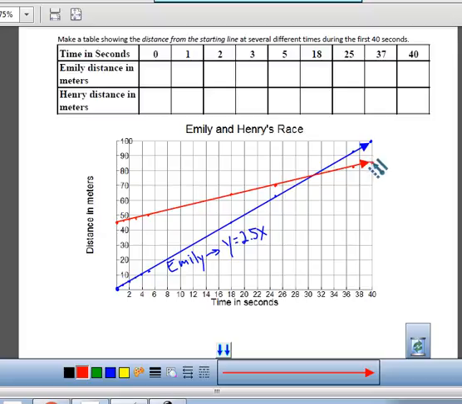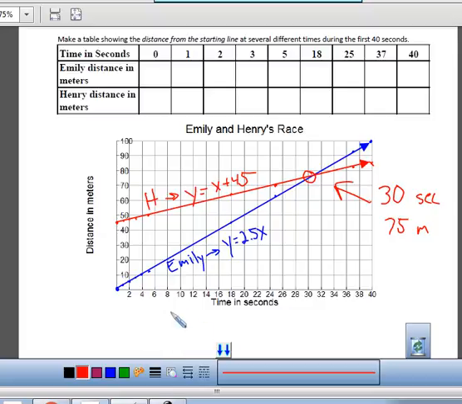Looks like about there. Alright, so the solution is going to be right here. It's actually going to be at, and now mine's not perfect, but this is going to be at 30 seconds, which is also 75 meters. So the solution meaning where they are tied. So remember, this is Henry, and his equation is y equals x plus 45.